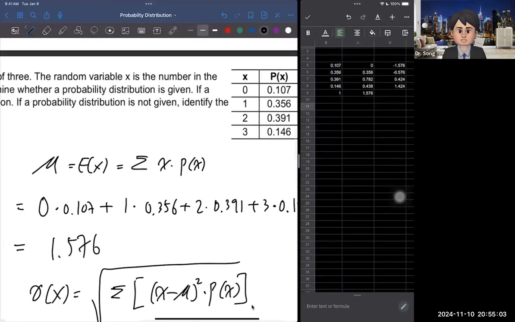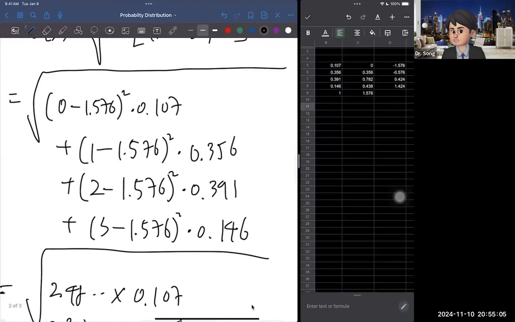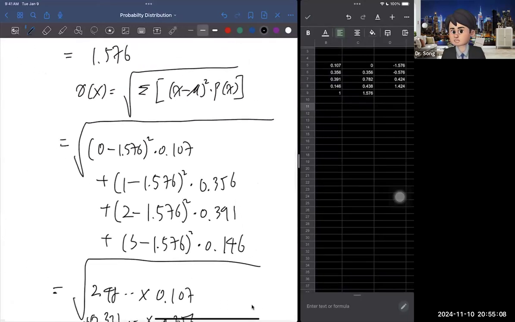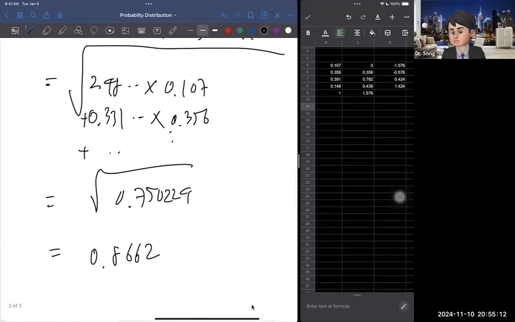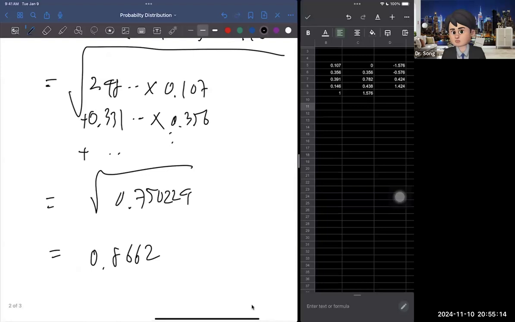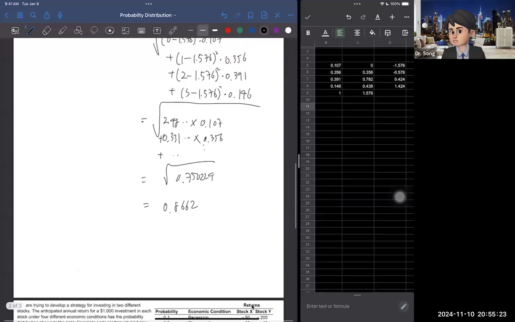Mean is the average, right? The central tendency. And the standard deviation is a measure of the variation, how far from the center. So if the number is large, that means it's far from the center on average. If it's small, then the observations are centered around the mean. Now, let me give you another example.